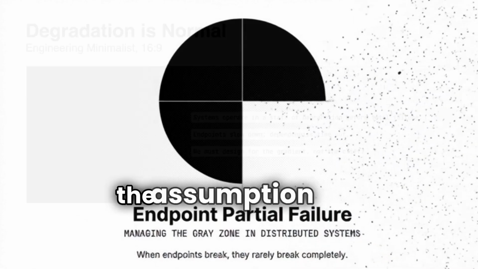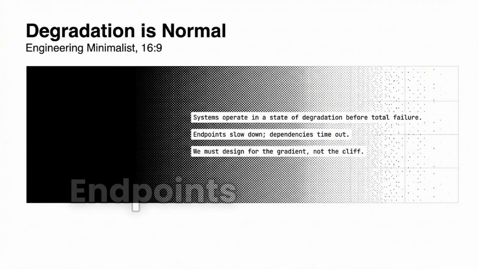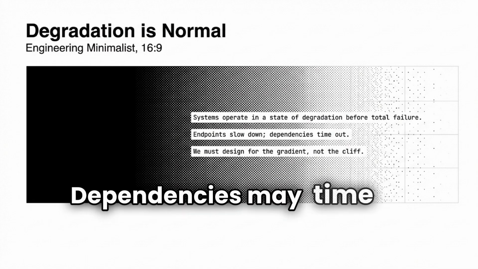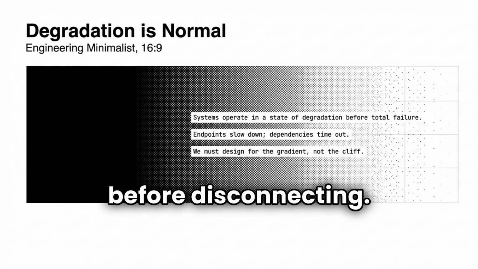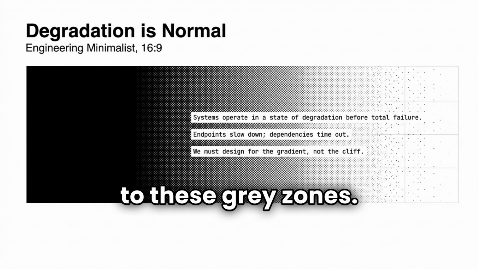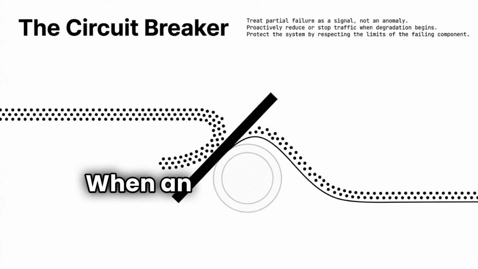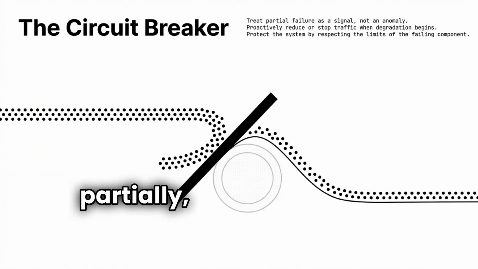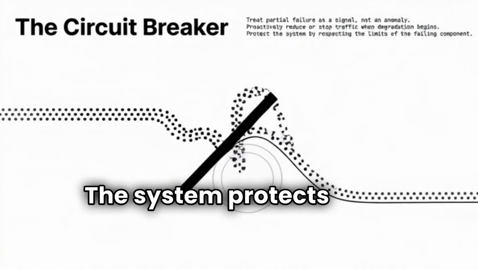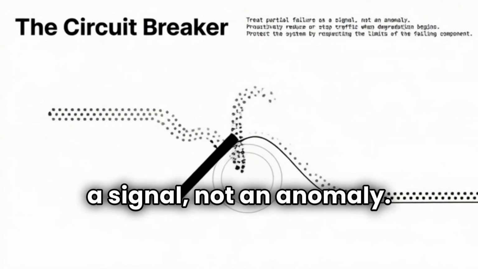In distributed systems, partial failure is considered the normal failure mode. Systems are designed with the assumption that components will degrade before they fail completely. Endpoints may slow down before crashing. Dependencies may time out before disconnecting. Network behavior must adapt to these gray zones. This is why techniques like circuit breakers exist. When an endpoint begins to fail partially, traffic is reduced or stopped proactively. The system protects itself by treating partial failure as a signal, not an anomaly.